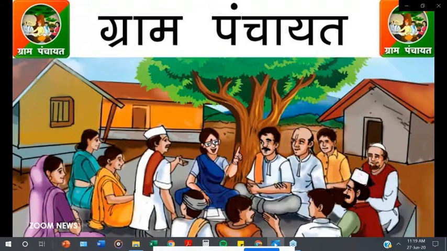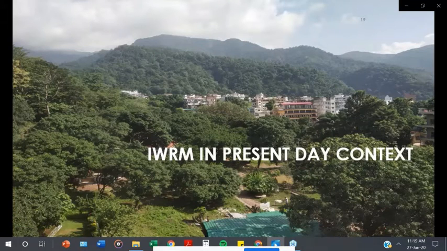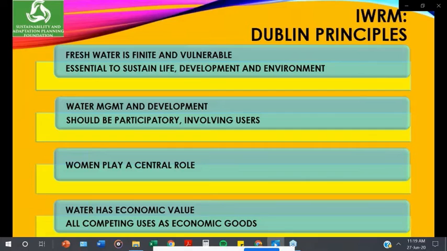Let's try and understand what IWRM means in the present day context. Today, the concept of IWRM, Integrated Water Resources Management, is based on Dublin principles. Now, these are a set of principles which advocate that fresh water is finite and vulnerable, and it is essential to sustain life, development, and environment. All 3 are important: life, development, environment.